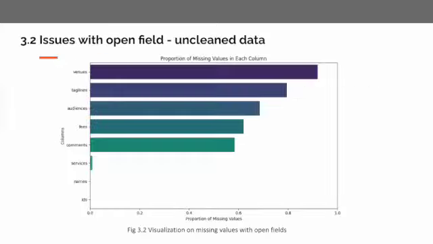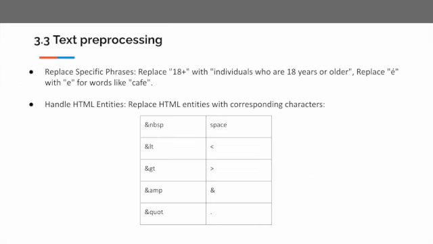The field service plays an important role in the summary. And here are the steps to enhance the data quality: to remove the irrelevant entries, and also text preprocessing has been done, and here are the steps.